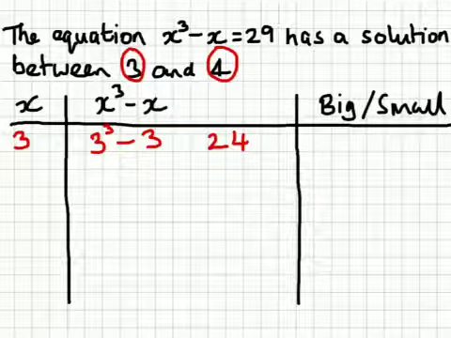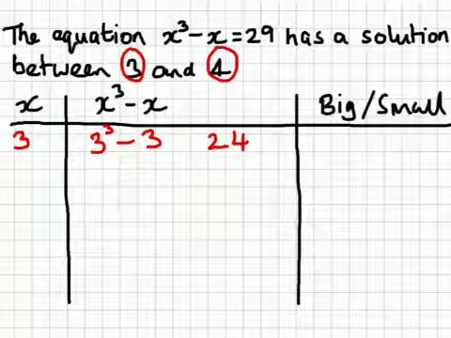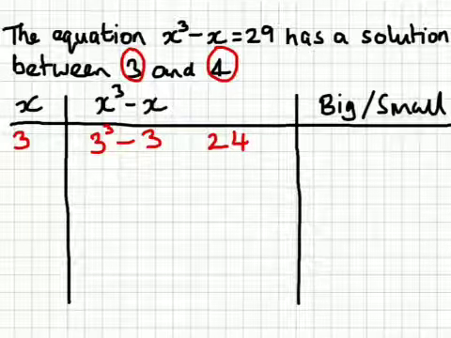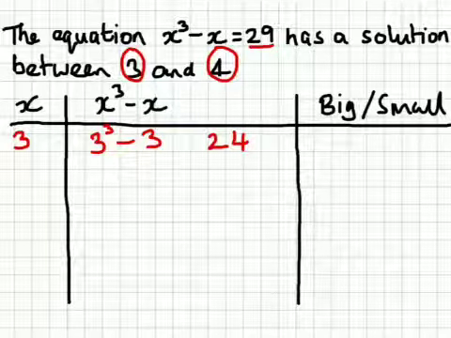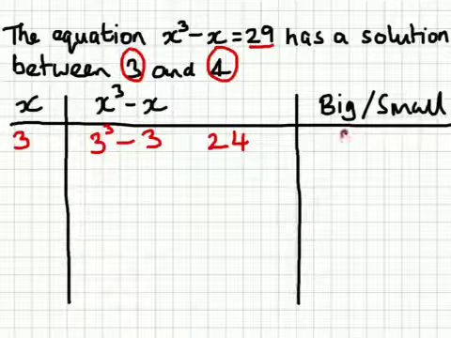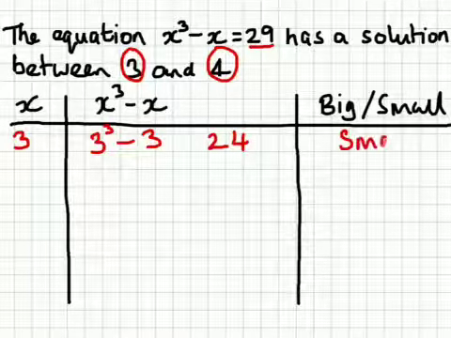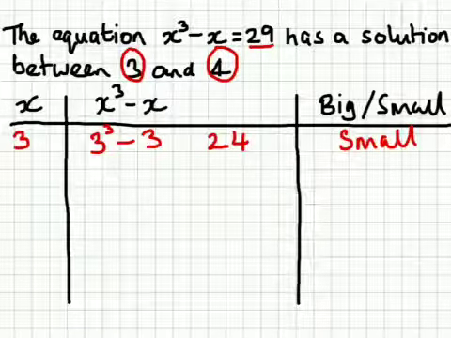I then have a look and decide, is it too big or too small? The answer I'm looking for is 29. 24 is therefore too small, so I will answer in here as too small.